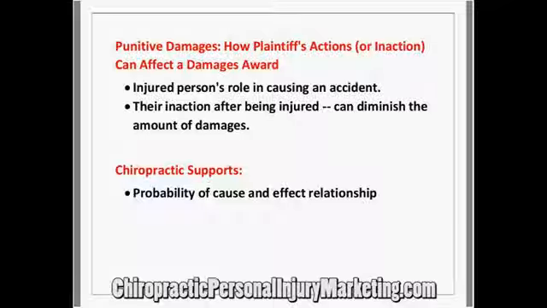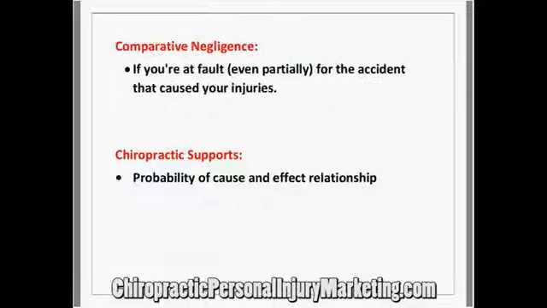So once again, you're helping with this claim. And comparative negligence, if you're at fault or even partially for the accident, these are going to be factors. And again, that's the probability of the cause and effect relationship. You're looking at the mechanism of the injury of the accident relative to the injured anatomy. And that's what's so important in that consultation, establishing that cause and effect relationship.